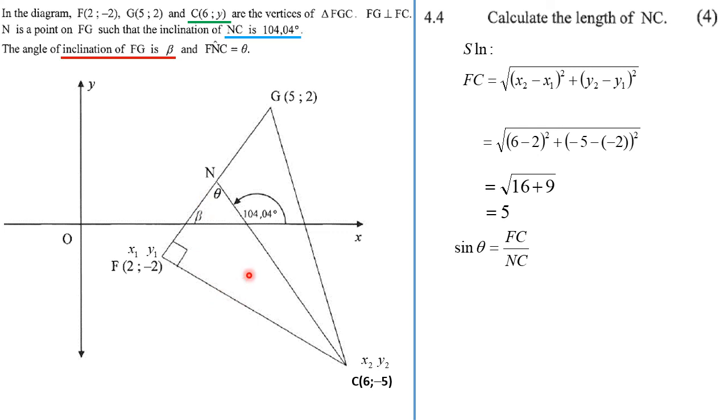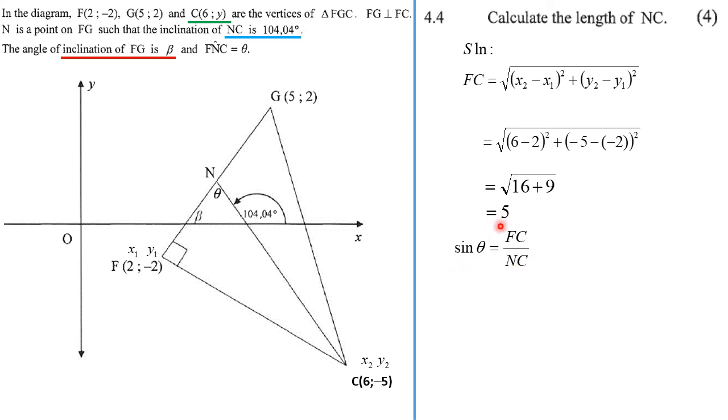Okay, and then now, what is the special name given to NC in triangle NFC? It is the hypotenuse. Therefore, it means we're talking about the opposite and the hypotenuse. So the trigonometric ratio that deals with opposite and hypotenuse is sine. As a result, it means sine theta must be equals to the opposite side divided by the hypotenuse side of this triangle NFC. So that is why we have sine theta is equals to FC divided by NC.